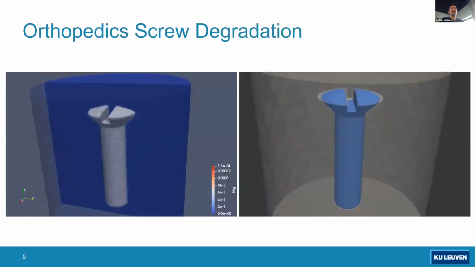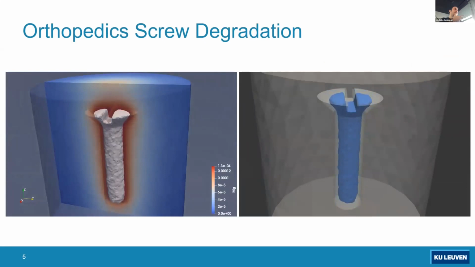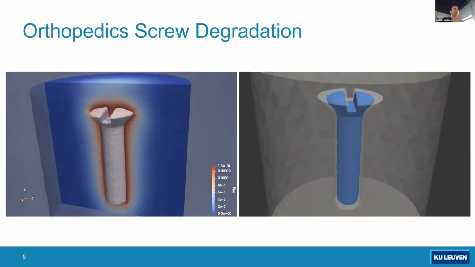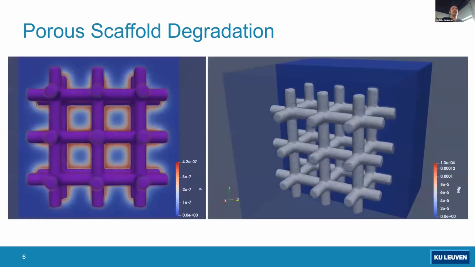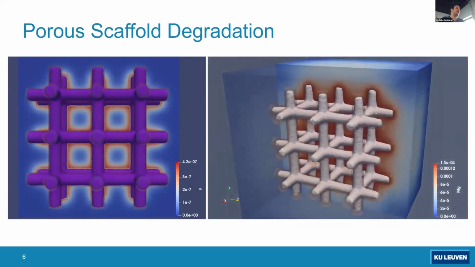These are a couple of examples, just for demonstration, of the type of output that we have. So you can see that we have release of material on the left, a degradation happening, and on the right, that's the level set interface evolving over time for a simple orthopedic screw. And this is actually for a porous scaffold that is quite common in tissue engineering. On the left, you can see corrosion products forming on the surface of this scaffold.